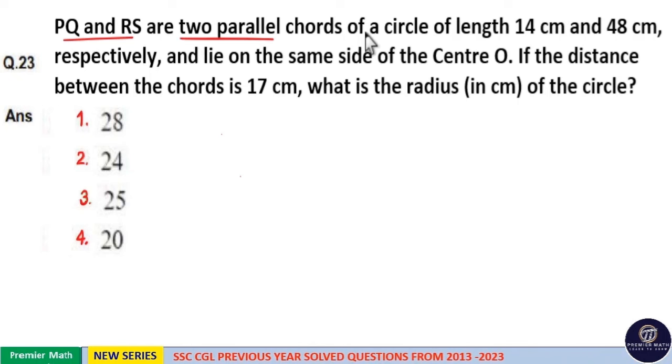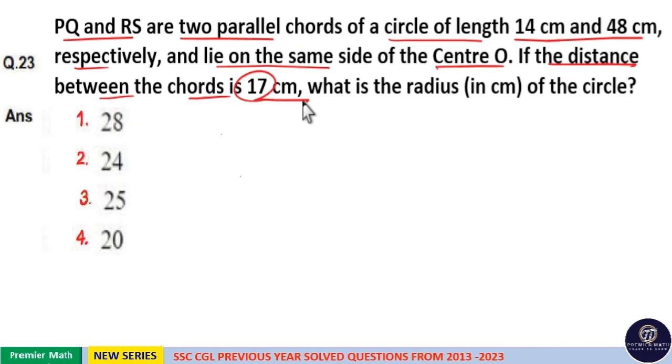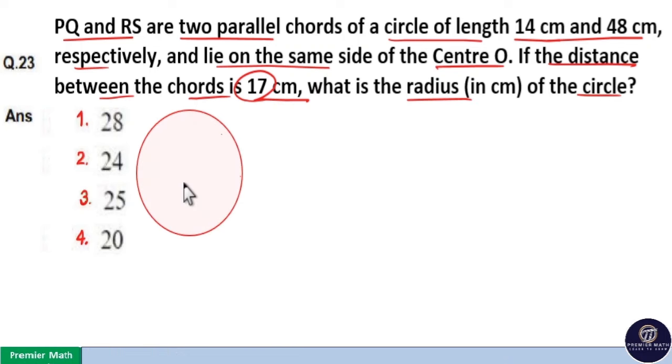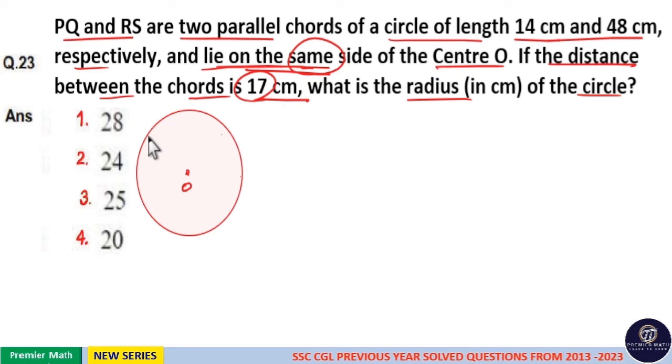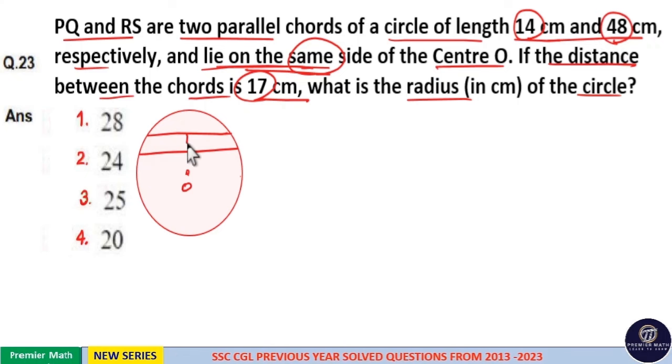PQ and RS are two parallel chords of a circle of length 14 cm and 48 cm respectively and lie on the same side of center O. If the distance between the chords is 17 cm, what is the radius of the circle? Here this is the circle with center O. Now two chords lie on the same side of the center. That is, this is the first chord with length 14 cm. This is the second chord with length 48 cm. Now the distance between these two chords is 17 cm.